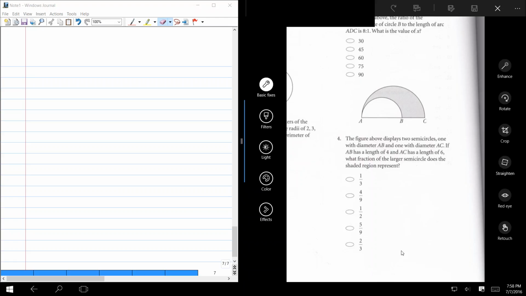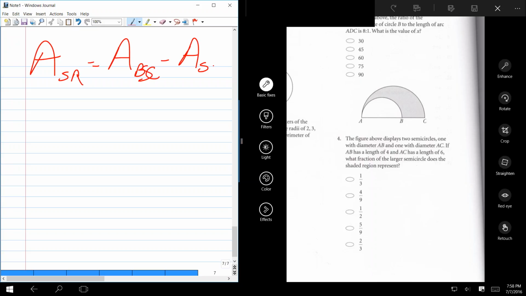Well, these are a little difficult. Let me go through it first of all. 1/3? Maybe not. I don't know the answer, to be honest. The area of the shaded region is equal to what? The area of the big semicircle minus the area of the small semicircle. Notice my notation here, and the subscript is important.